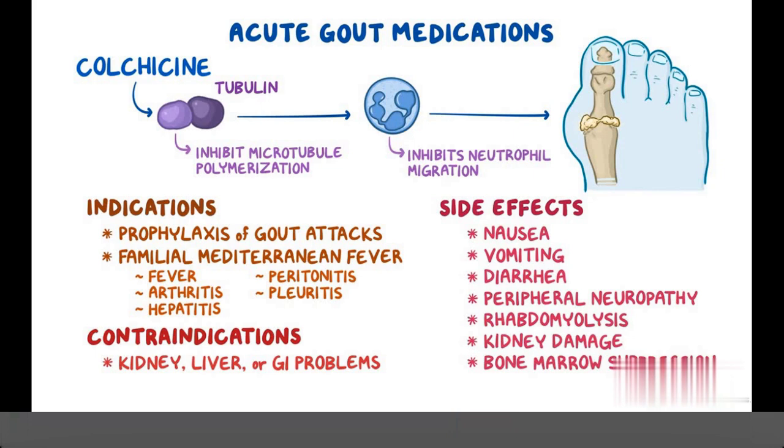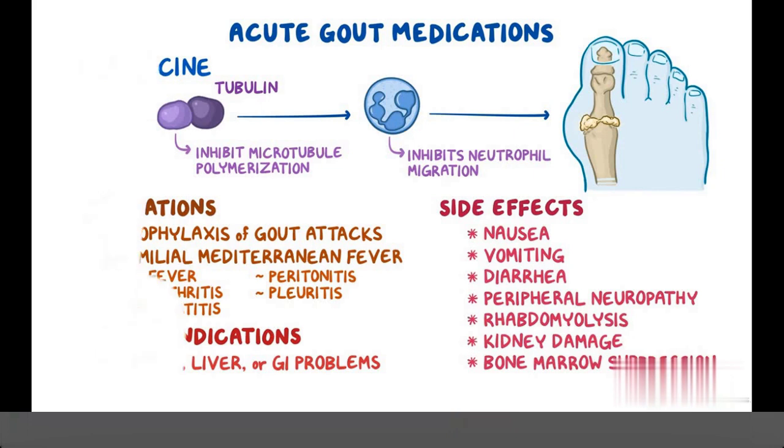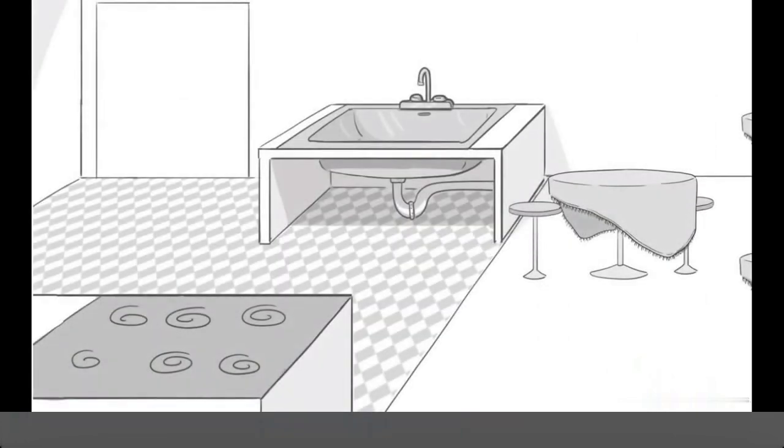Now, we want to make a simple and fun mnemonic that'll help you efficiently memorize and retain all of these pharm facts. Let's use a scene in a restaurant. We can put the chronic gout medications in the kitchen and the acute gout medications in the dining area.